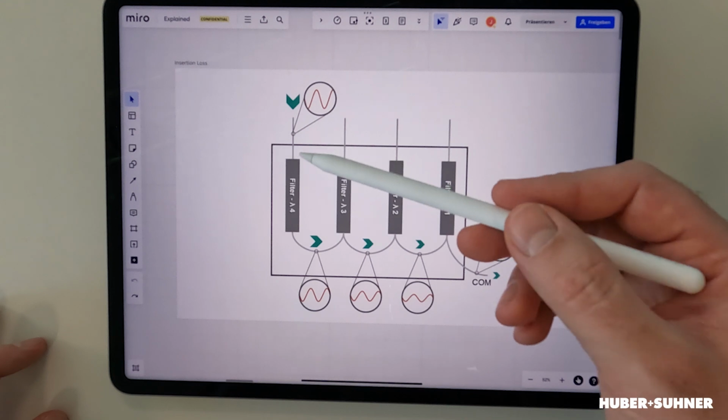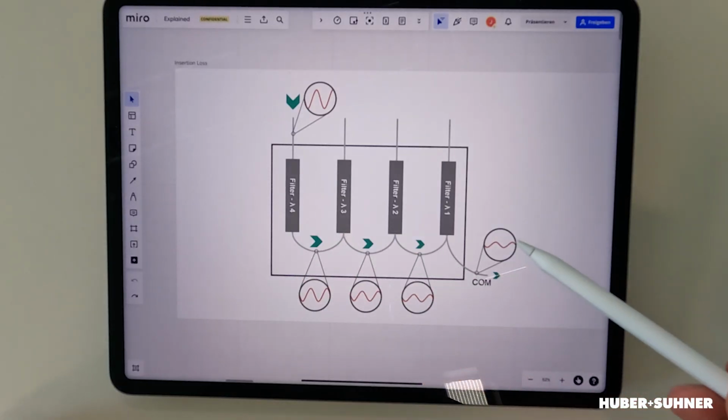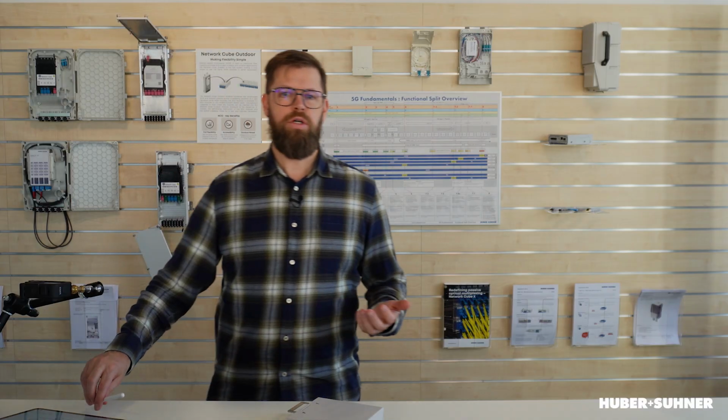Because if you look here at this drawing, you will see that the signal being inserted into the filter that is at the end of the filter cascade will also be reflected from all the other filters, and each reflection will introduce another small optical power loss. So depending on where within that filter cascade the signal is being introduced, the insertion loss will be higher or lower. And that's why in the data sheets the specified value for the insertion loss is always the worst case scenario.